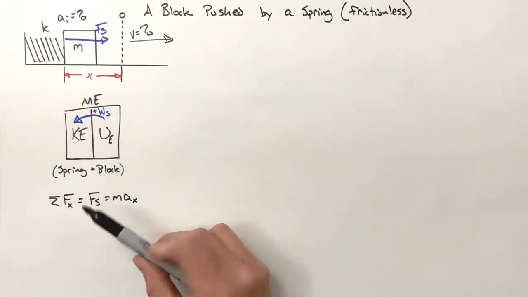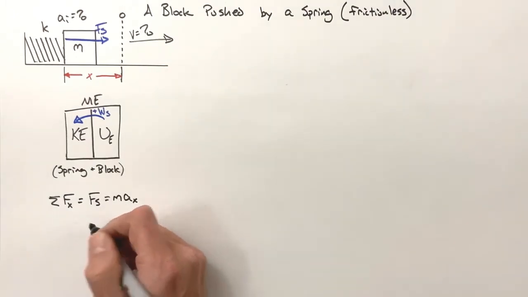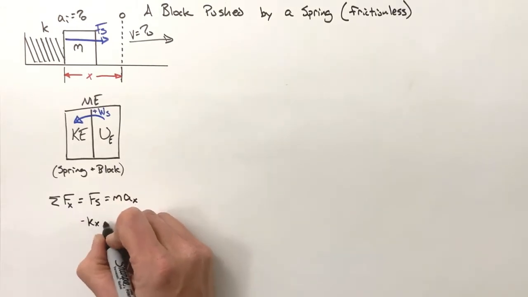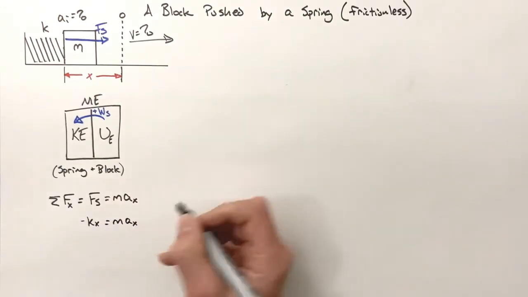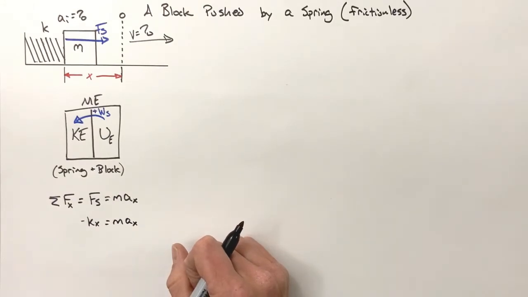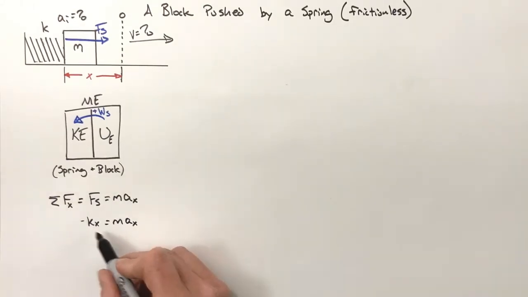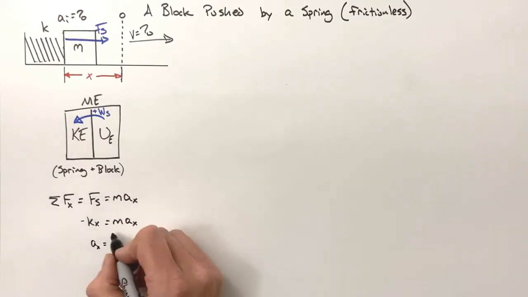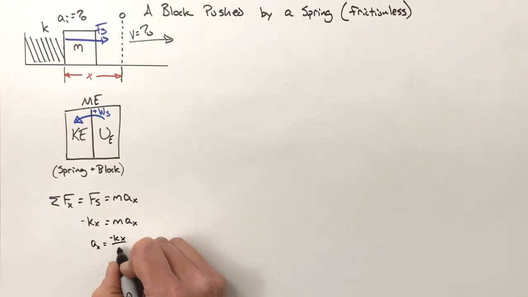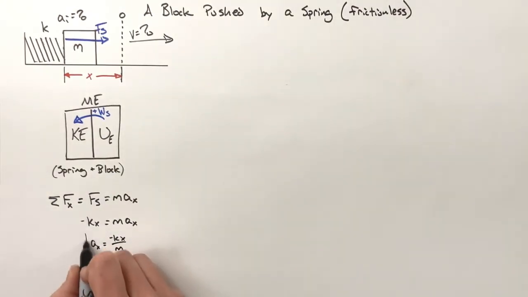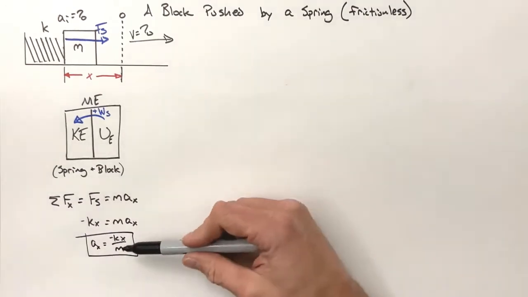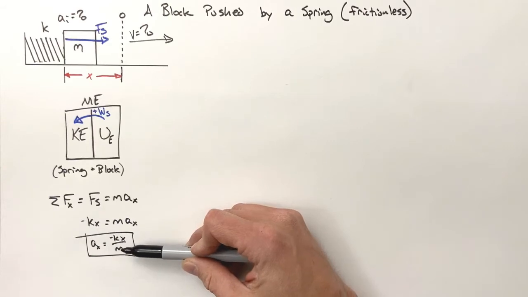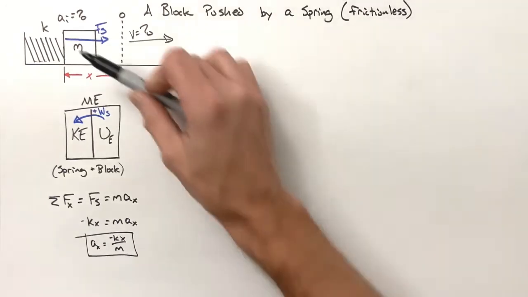Now we can easily enough expand this out, and we can say that the force by the spring is negative kx. That's going to equal mass times acceleration in the x-axis. And so we do a little bit of rearrangement here, and we find that the acceleration in the x-axis is going to be equal to negative kx over m. And this is an important result, not in solving for the velocity, but really in finding where people go wrong in this problem. And I'll explain why.